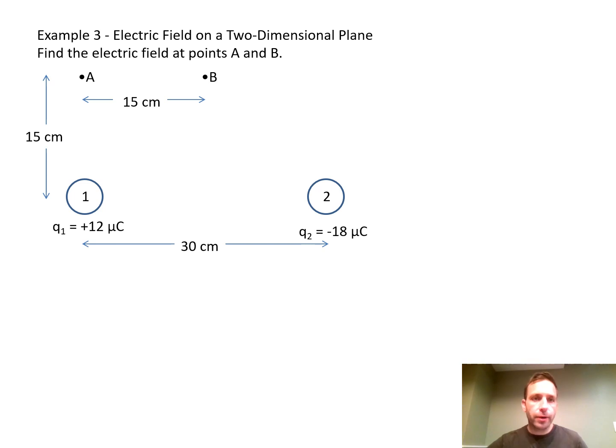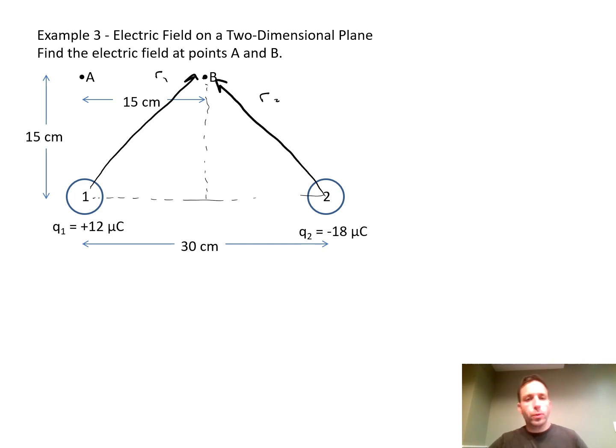For this last part, we're trying to figure out the electric field at point B. This one's a little bit easier because if we bisect this 30 centimeters, and then we draw our R in, so this would be R1, and this would be R2, we could see we have congruent triangles. The electric field from the 12 microcoulomb charge would be up and to the right. I'll call that E1. And the electric field from charge 2 would be down and to the right.